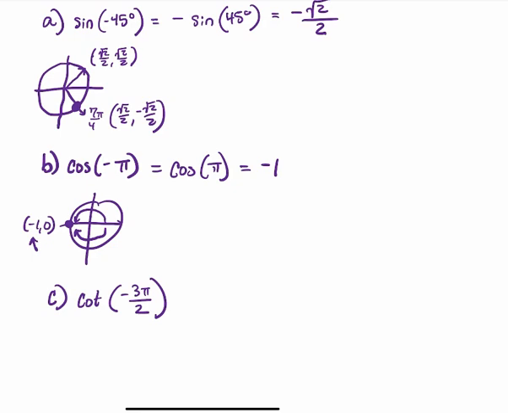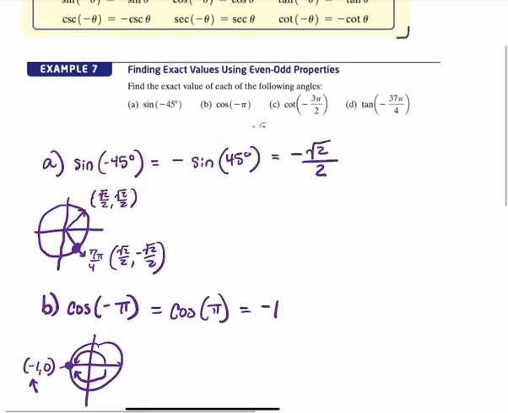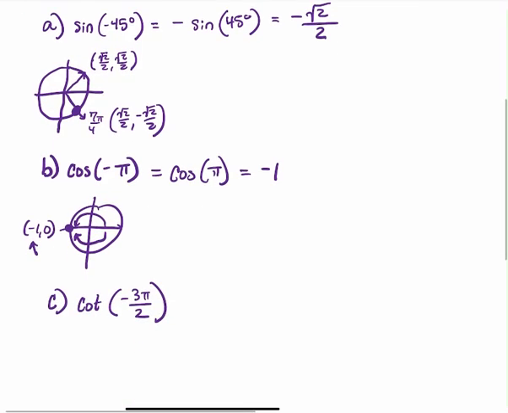So we can use this property. It has that property where the cotangent of a negative angle is the negative version of the cotangent of the positive angle. And just think about 3 pi over 2. 3 pi over 2 is down here at the bottom. It has the coordinate point 0, negative 1.